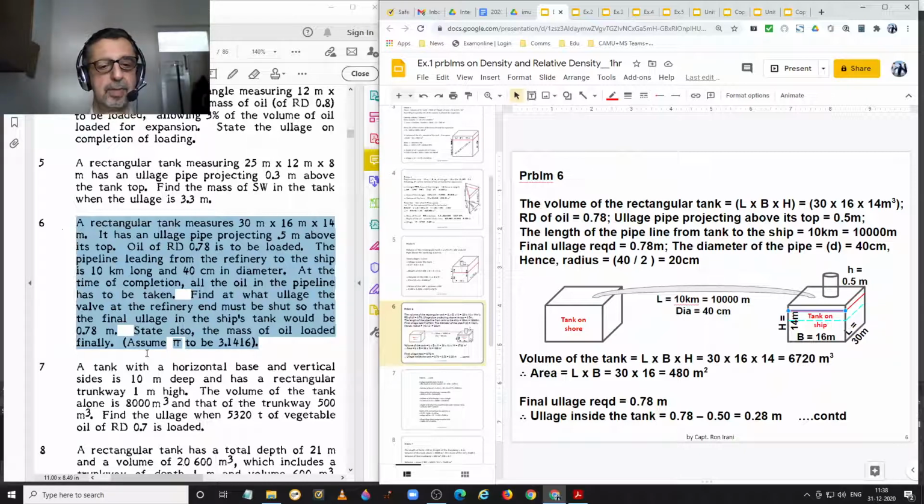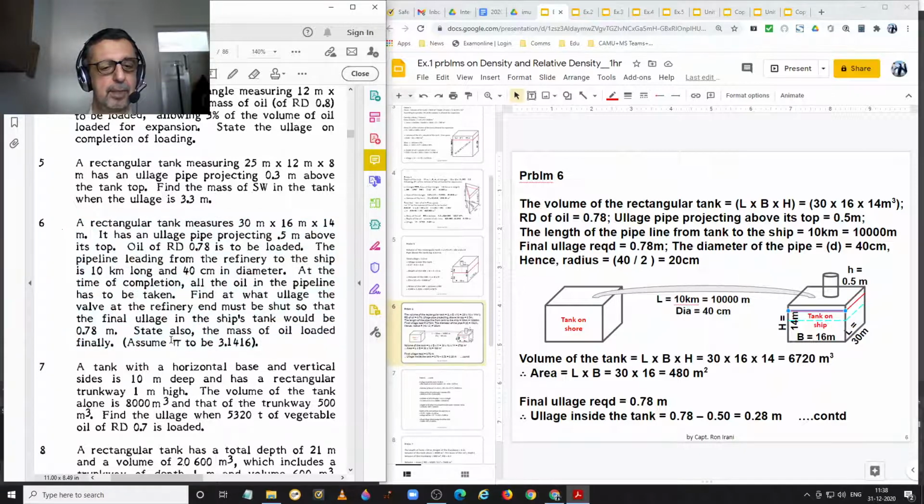State also the mass of the oil to be loaded finally. And we have to assume pi to be 3.1416. Now here is something that must be noted: in your exams, if the value of pi is not given, then you must take the value to be equal to 22 divided by 7. If the value of pi is given to you in the problem, then you have to take just that value and nothing else.